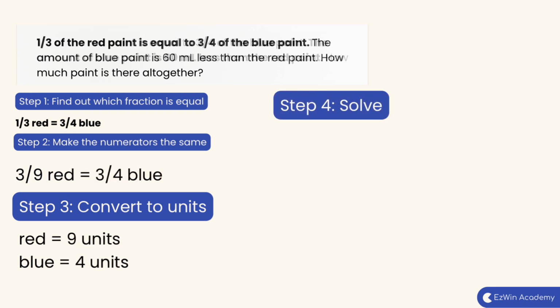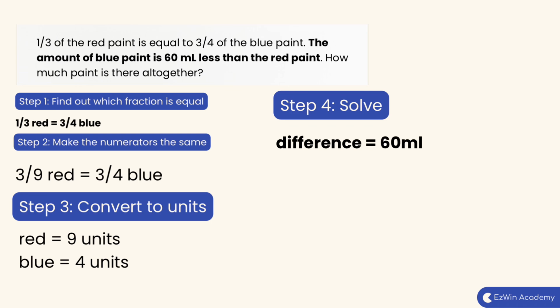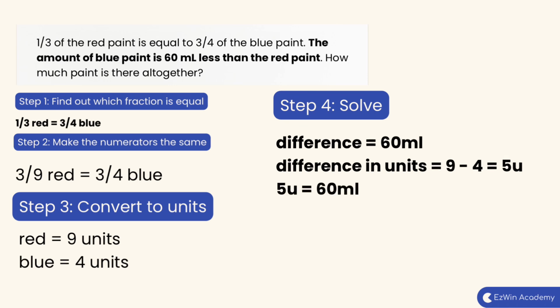The question says the amount of blue paint is 60 milliliters less than the red paint, so that means the difference is 60 milliliters. Since we know the units, we can get the difference in units, and this will give us 5 units. Since the difference in units is the same as the difference in milliliters, that means 5 units is equal to 60 milliliters. Then 1 unit will become 12 milliliters.